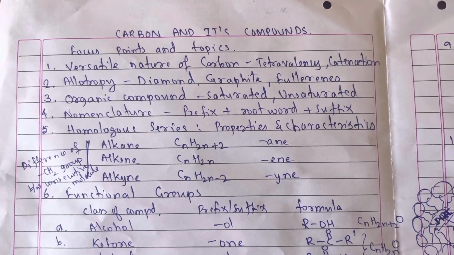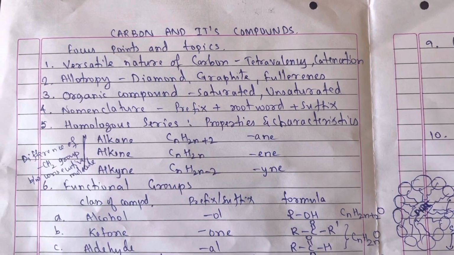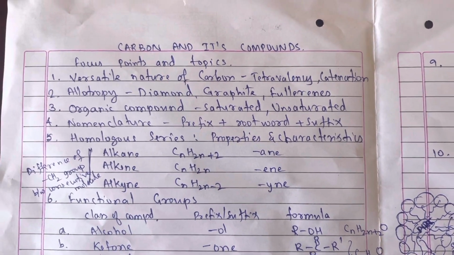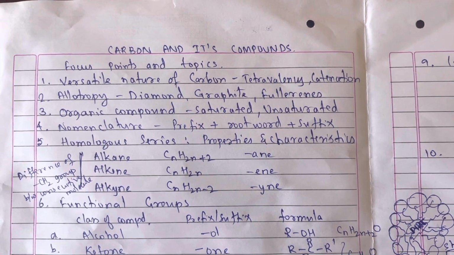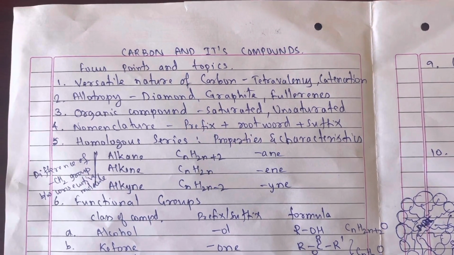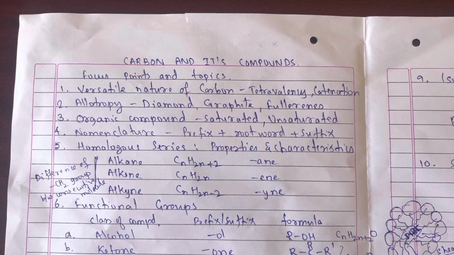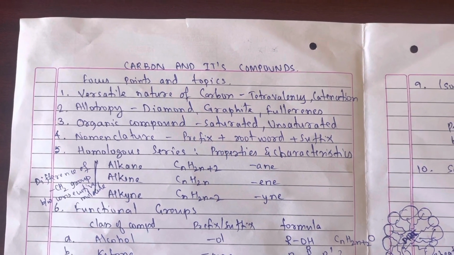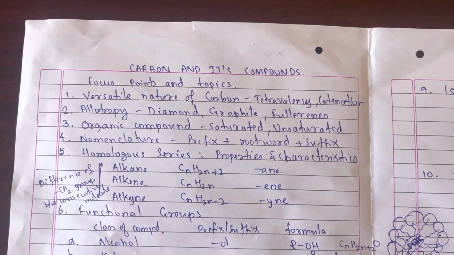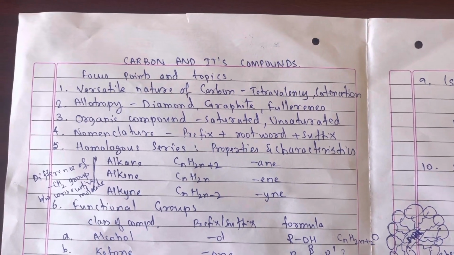Saturated are generally those in which carbon and carbon have single covalent bonds. Unsaturated will be possessing double or triple covalent bonds. Saturated will always burn with a blue colored, non-sooty flame, whereas unsaturated will burn with a sooty flame, and it will be a yellow or reddish colored flame which they will be burning with.